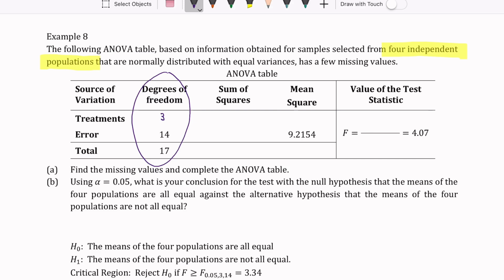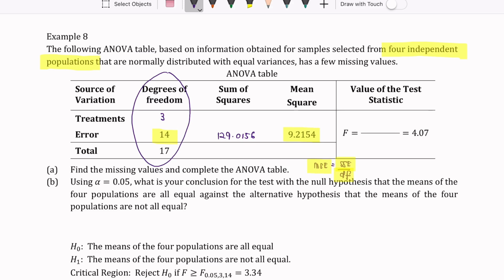Next is to find the error sum of squares. Recall that the formula of MSE is given by SSE divided by the degree of freedom. To find the value of SSE, we simply multiply the value of MSE, which is 9.2154, with the degree of freedom, which is 14. We multiply these two values, we have 129.0156.